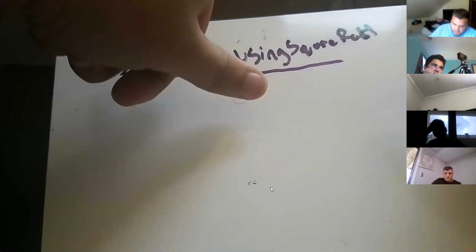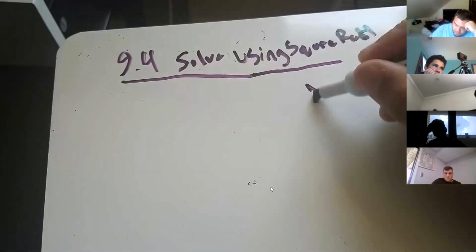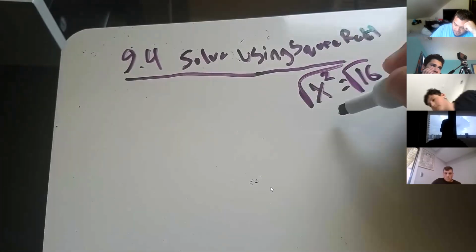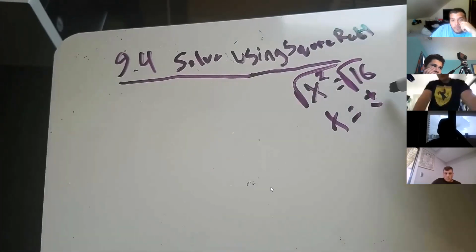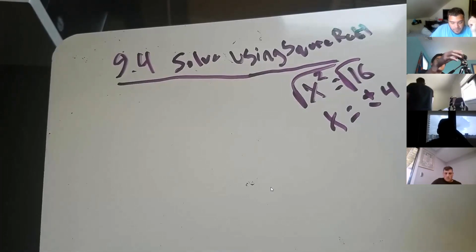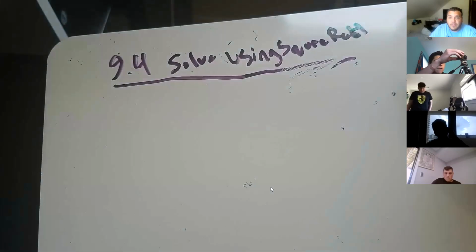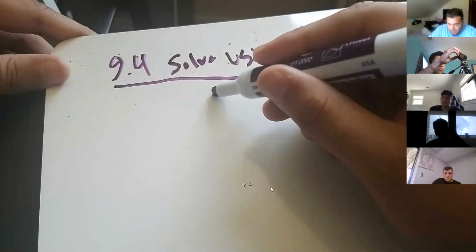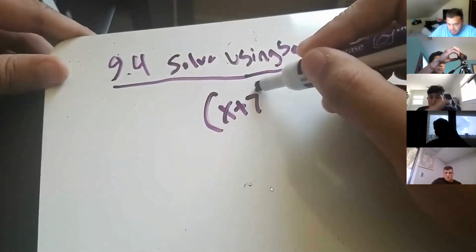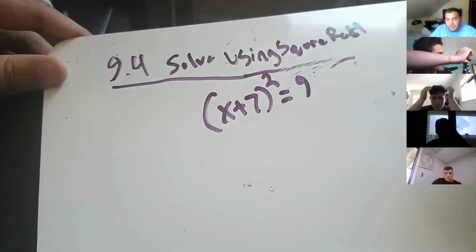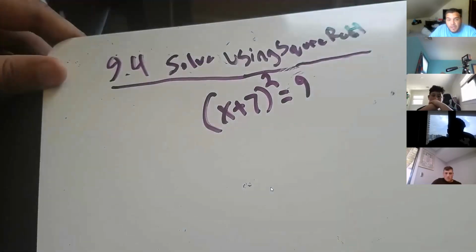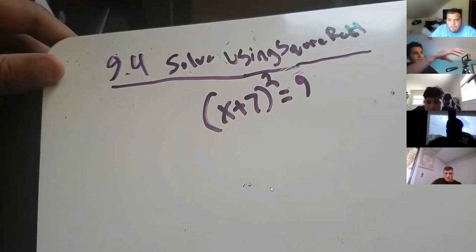Yesterday, or the last time we met, we learned that if you have x squared equals 16, you square root both sides, and you have x equals plus or minus 4. So that was yesterday. What we're expanding on is that now sometimes it's not just the variable squared. So I'm going to give an example. x plus 7, and this is squared, equals 9. Everyone, I would recommend writing this down. This is basically your notes. So (x plus 7) squared equals 9.